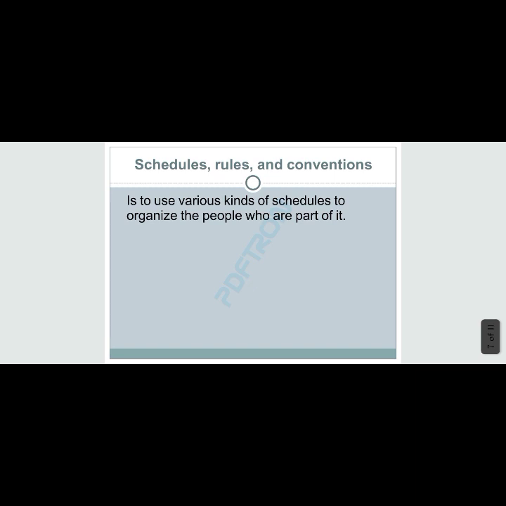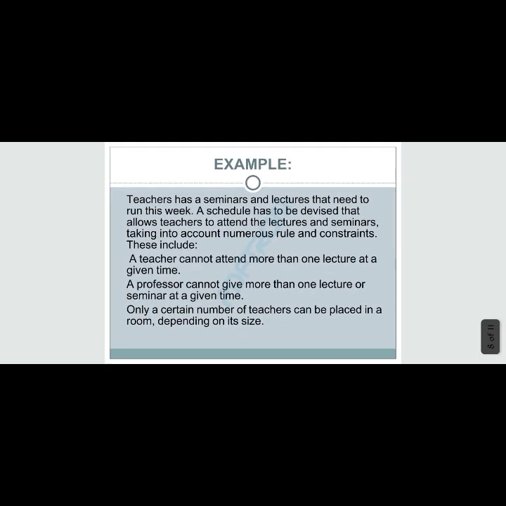So second is schedules, rules, and conventions. It is common to use various kinds of schedules to organize the people who are part of it. So for example, teachers have seminars and lectures that need to run this week. A schedule has to be devised that allows teachers to attend the lectures and seminars, taking into account numerous rules and constraints. This includes a teacher cannot attend more than one lecture at a time. A professor cannot give more than one lecture or seminar at a given time. Only a certain number of teachers can be placed in a room depending on its size.